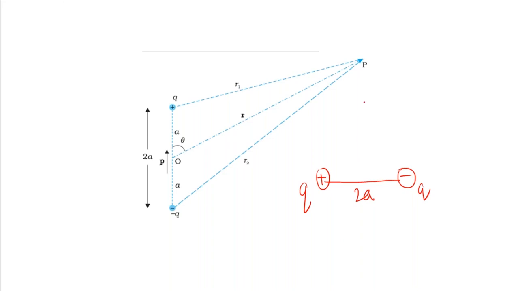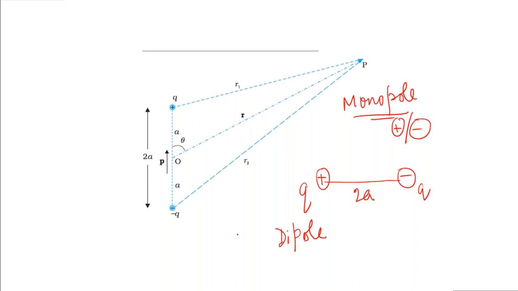Pole means monopole. Monopole means only one polarity, either positive or negative. But when we talk about a dipole, the charge system will have both types of charges, positive and negative. Electric dipole is defined this way: if you have two equal and opposite charges separated by a certain distance, then that system is called an electric dipole.